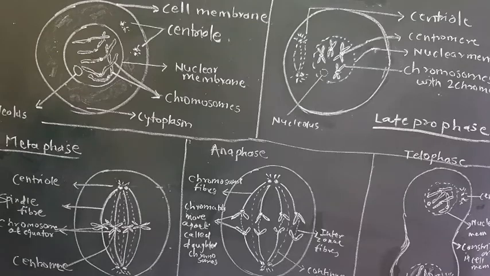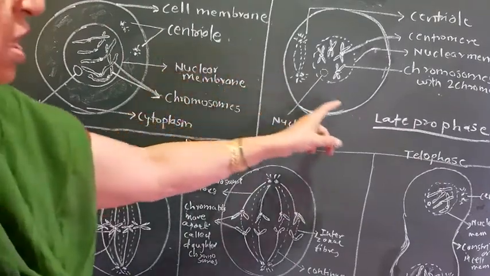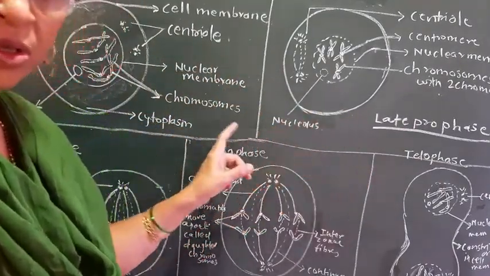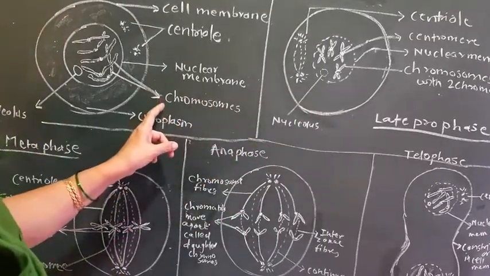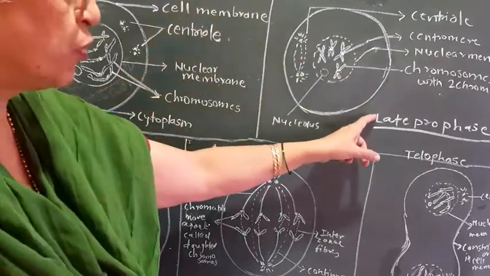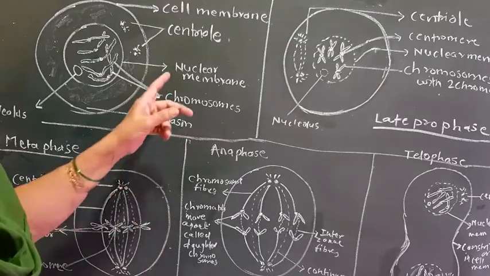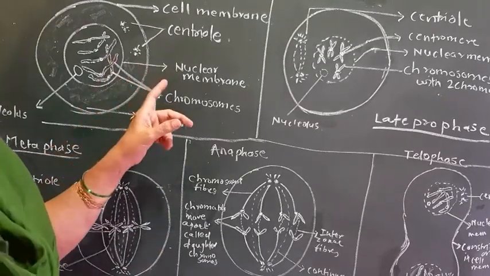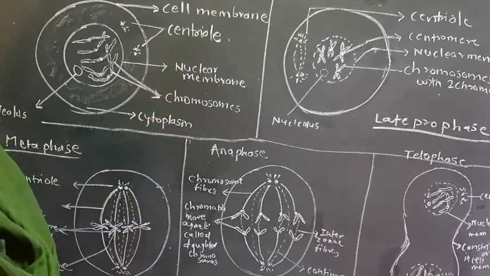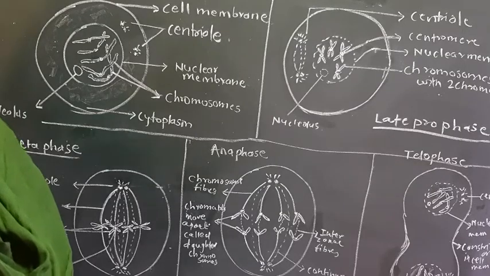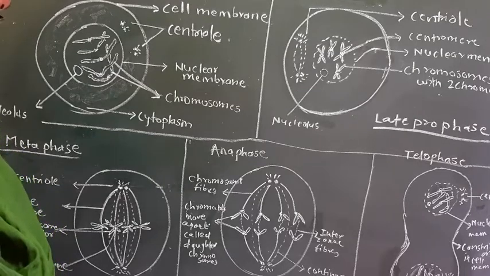So first I have drawn two figures of prophase. This is early prophase and this is late prophase. Followed? So what happens in prophase is, first the condensation of basically thin thread-like chromosome starts, and they become thus short and thick. That is the first thing that happens.